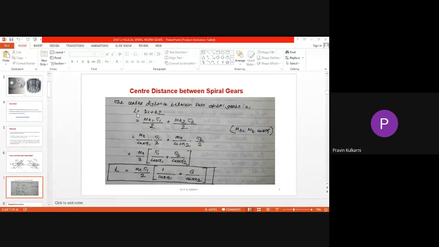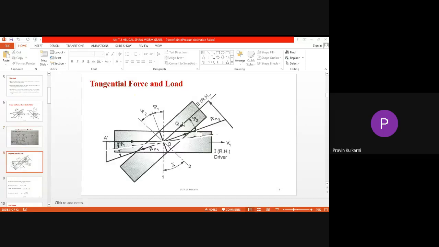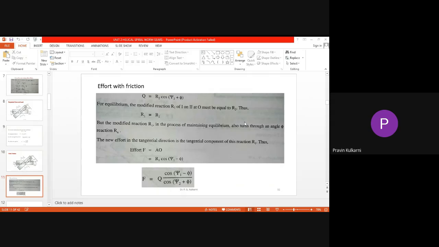Now this is the formula for center distance between two spiral gears: Mn T1 by 2 inside this bracket. I think the formula is with you in your notebook. You can refer to that. This is also to be remembered. Many times we have seen this formula. This is actually a derivation, which we will skip.